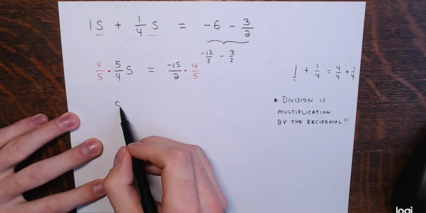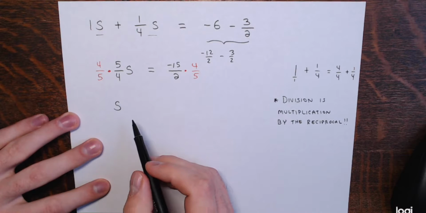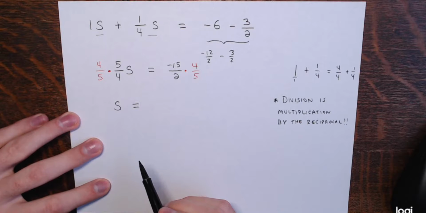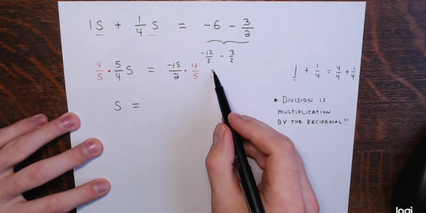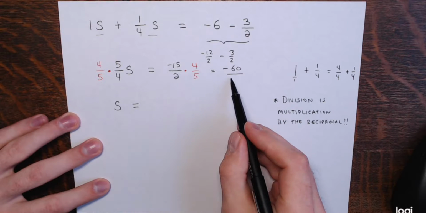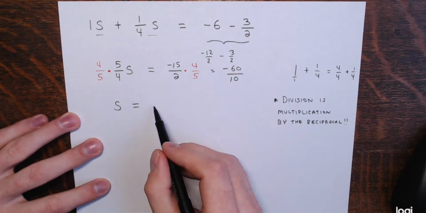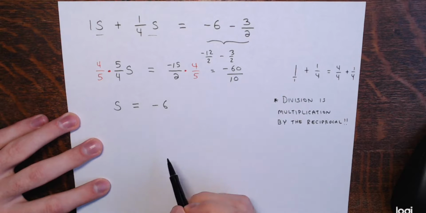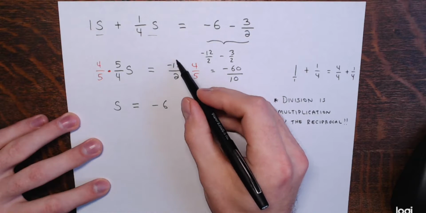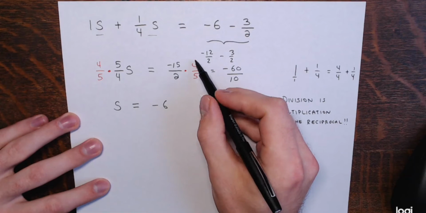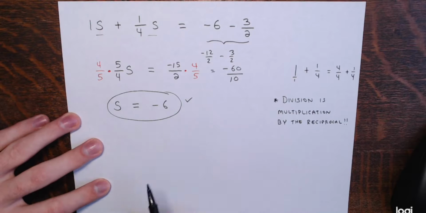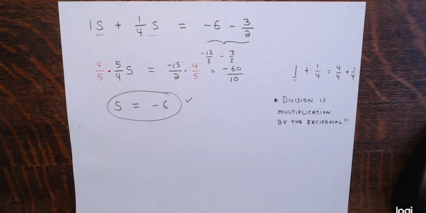1s. Any number multiplied by its reciprocal will be 1. So now I have 1s on the left, s is alone. And then over here, this would be -15 times 4 is -60, divided by 2 times 5 is 10, and then this is -6. They have a common factor of 10. Or you could have done this, 5 goes into 15 3 times, that'd be -3, and then 2 goes into 4 twice, so it would be -3 times 2, which is -6. Right? Either way you do it, you end up with s equals -6.